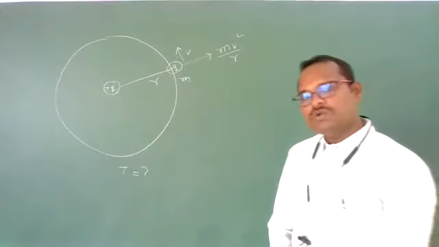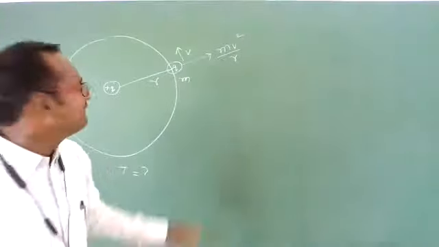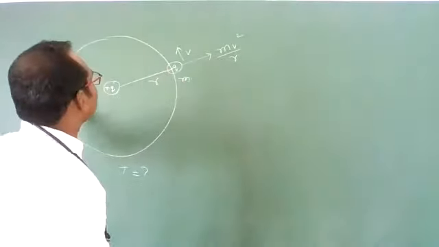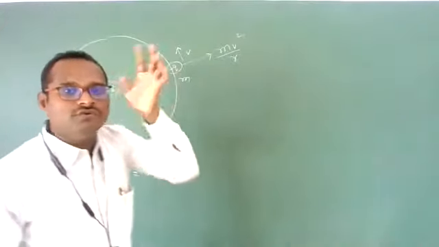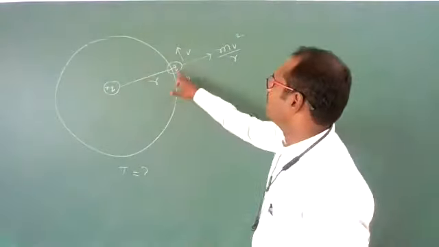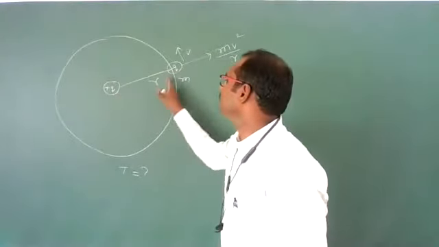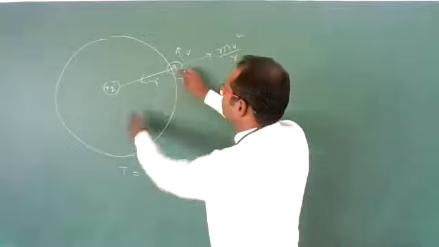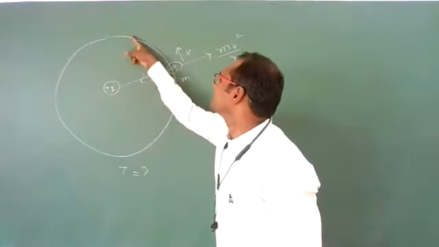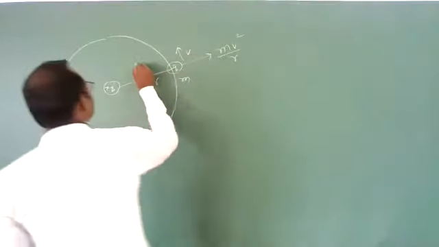Now the necessary centripetal force is required for this charge of mass m to move in this circular path. That force is provided to this charged particle by the electrostatic attractive force between these two. An attractive force will be there between positive and negative charge, and that will always be towards the center. Wherever it is, it will be acting towards the center.